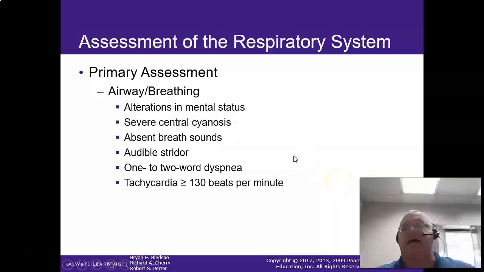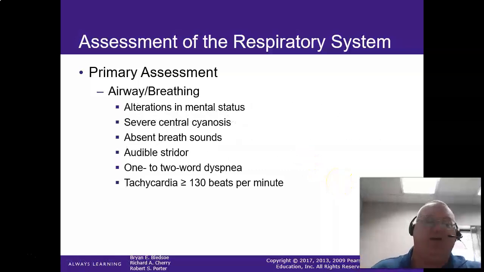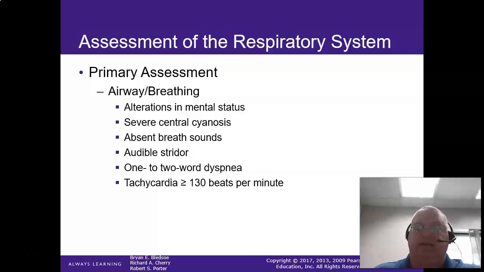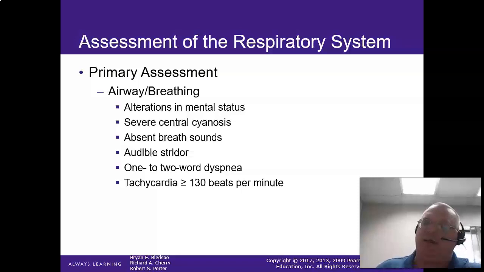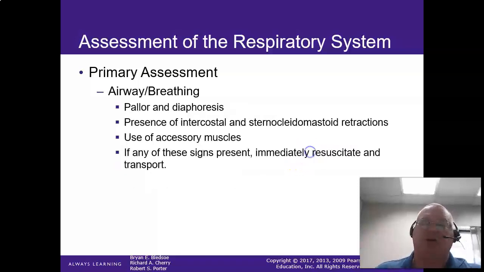And again, 99 times out of 100, this is what happens with our patients, okay? Look for a couple things. They can't say things. They don't have any breath sounds. You can hear the air in their upper airway trying to get through. Audible stridor. They have central cyanosis. They're at 130 beats a minute with tachycardia. And again, when a patient gets in trouble, their heart rate goes up, their respiratory rate goes up, okay? So double check all of these things.